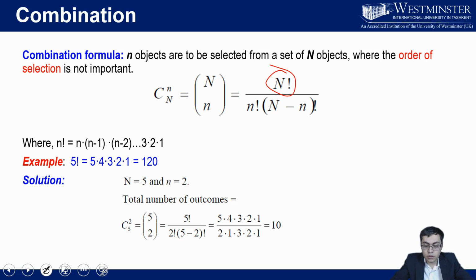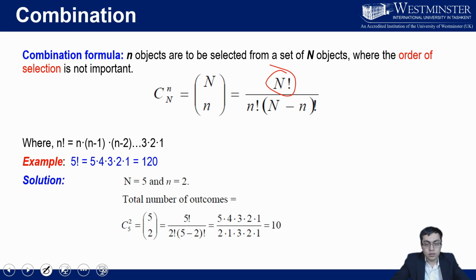So what you have here is large n factorial divided by small n factorial multiplied by the difference between large n and small n factorial, where n factorial just means multiply the number n with all the numbers that are lesser than it all the way to 1. So for example, 5 factorial is just going to be 5 multiplied by 4 multiplied by 3 multiplied by 2 multiplied by 1, which in this case is equal to 120.